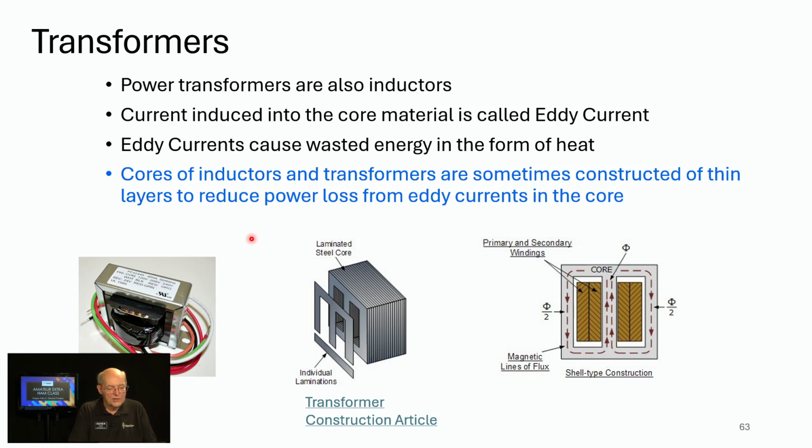So cores of inductors and transformers are sometimes constructed of thin layers to reduce power loss from eddy currents in the core. Here's a picture of just the core. This is what's called an EI core. This looks like an E, and that's an I. There are all different configurations, but you'll see that they're thin slices of metal, all sandwiched together, and that breaks up the magnetic field. I'll show it later if we get that far. So this is what you need to know: thin layers to reduce power loss from eddy currents.